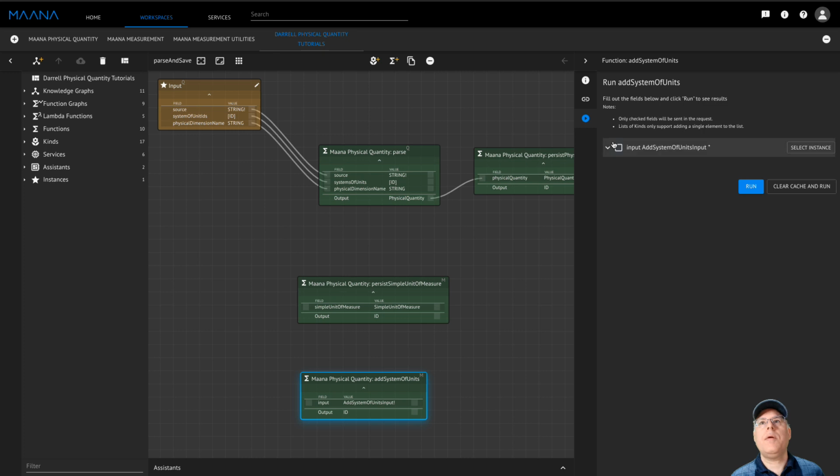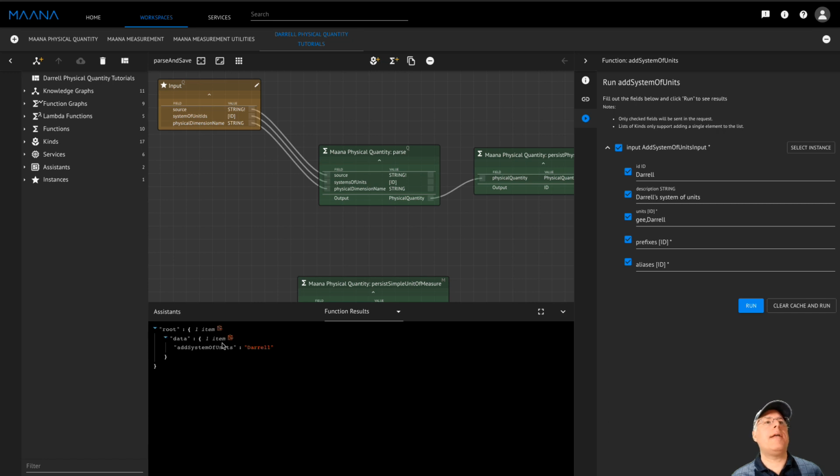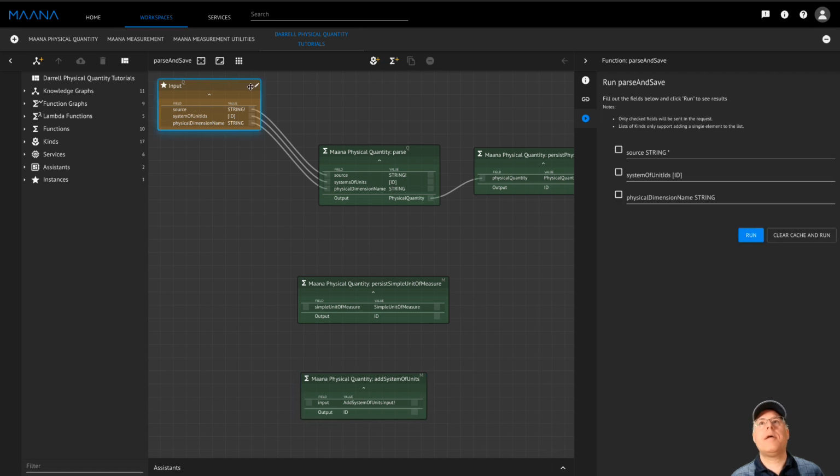So here we go. I'm going to create a new system of units using my name, Daryl system of units. I'm going to use my G unit of measure that I created earlier, but I'm also going to pass in the new unit, the Daryl, that I've just created. Even though I don't have any prefixes that I want to use, I still have to give it an empty list of them, and I also have to give it an empty list of aliases. So now that I've populated that, I can run it, and after a moment it comes back with the ID of my new system of units, and I can use that in parsing units of measure.